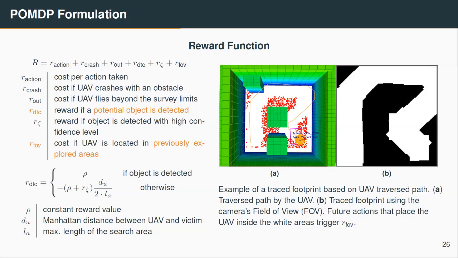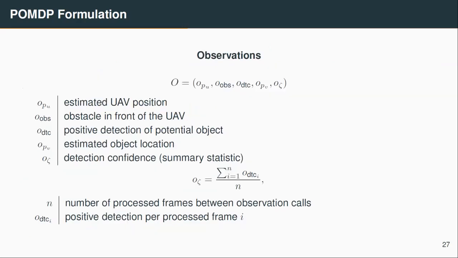So essentially what I want to do with this cost, with this reward variable, is to give a penalty to the robot if a future action will lead into an area that was already explored. Then we have a set of observations that, as I mentioned before, is essentially the data that we get from our sensor systems.